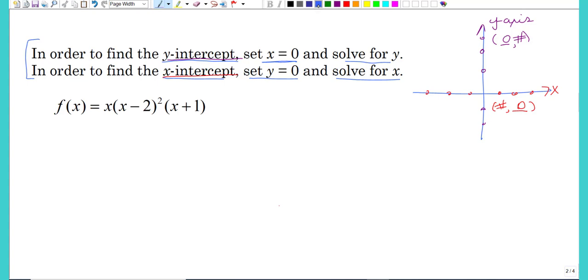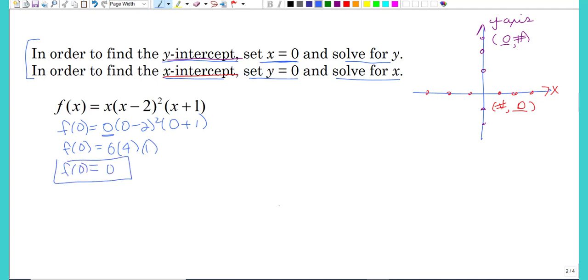So let's find the y-intercept by setting x equal to 0. So we're going to evaluate the function at 0. Everywhere there is an x, you have 0. Now, of course, you're multiplying by 0, so you should know it's 0, but if you want to see all those steps, you would have 0 times 4 times 1, which is 0. Now remember, that point is when x is 0, y is 0, so that is the origin. So that point right there, (0, 0), is not only a y-intercept, it's also an x-intercept.